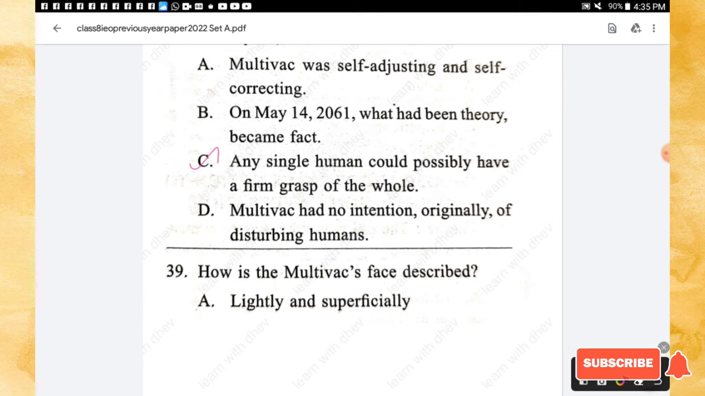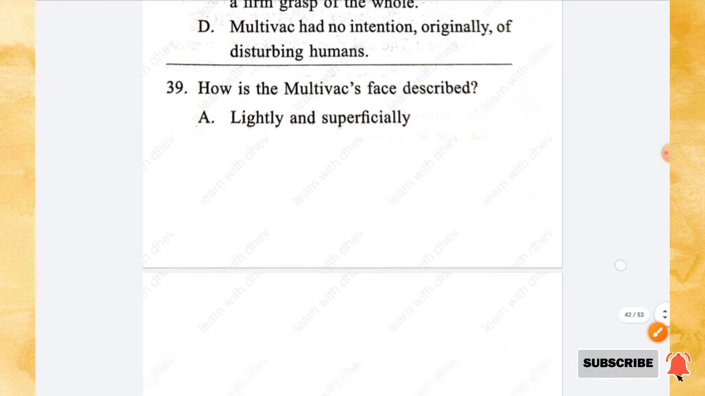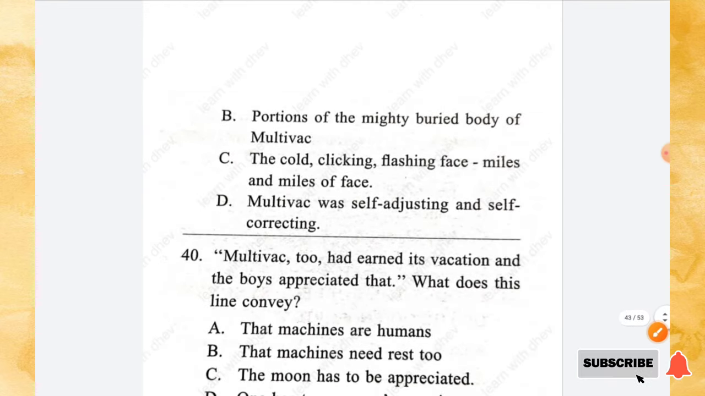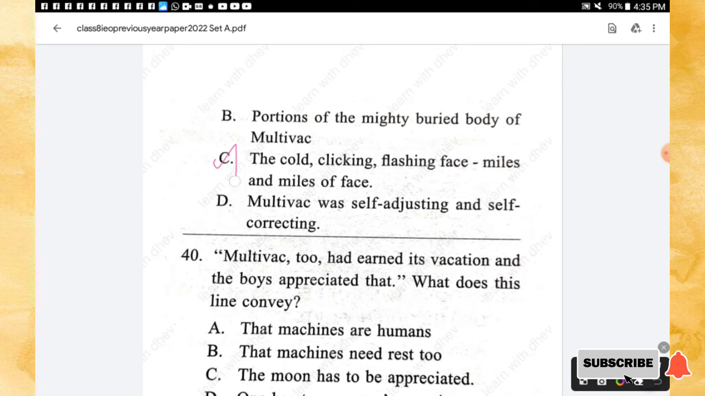Question number 39. How is the Multivac phase described? Lightly and superficially. Portions of the mighty buried body of Multivac. The cold, clicking, flashing face, miles and miles of face. Option D, Multivac was self-adjusting and self-correcting. The right answer is option C.